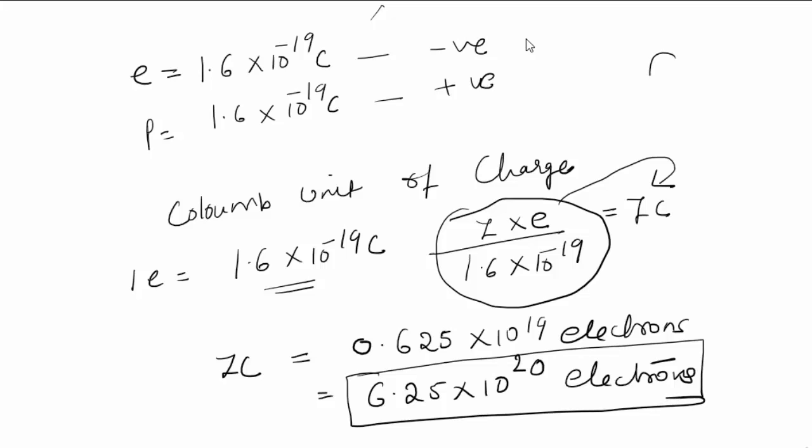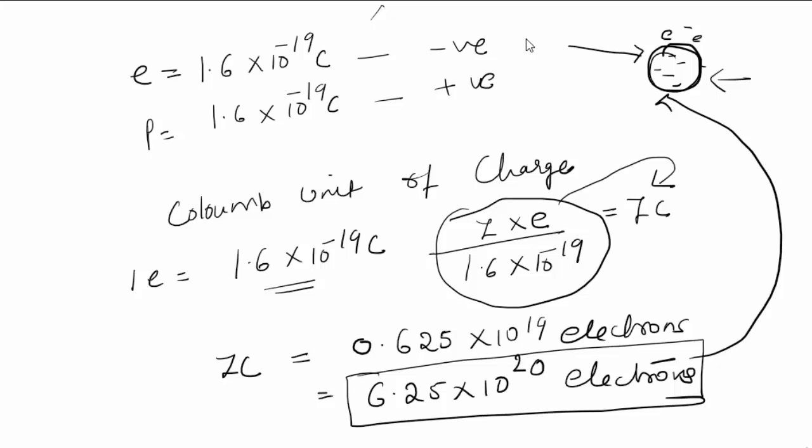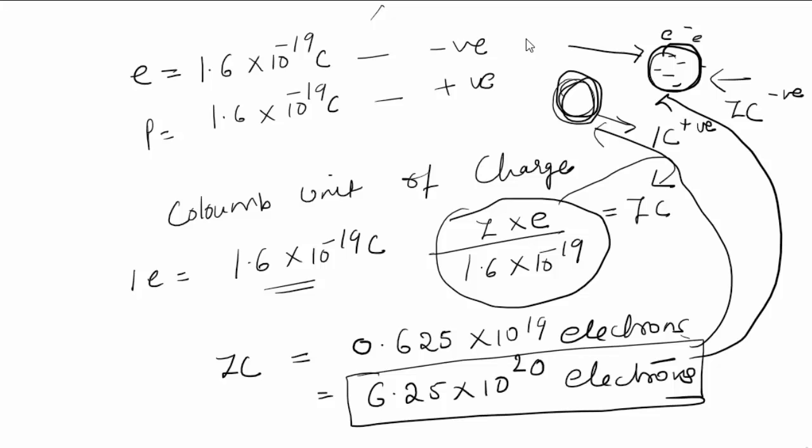So if you have an object like a sphere, and you somehow charge this sphere and put this many negative electrons on it, then you can say that it has a charge of 1 coulomb, a 1 coulomb negative charge. If you somehow remove this same number of electrons from the sphere, then you can say that it has 1 coulomb of positive charge. So that's how you define a charge.